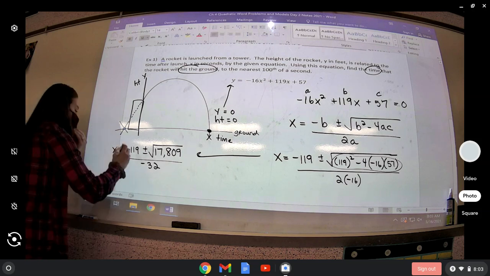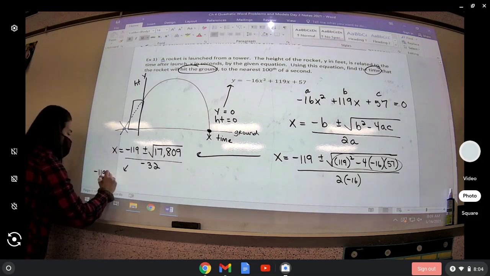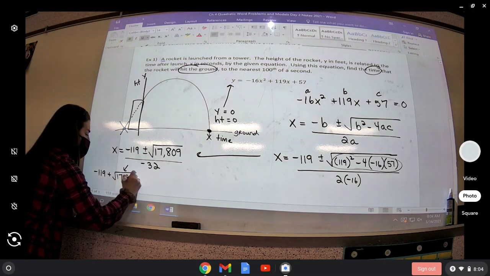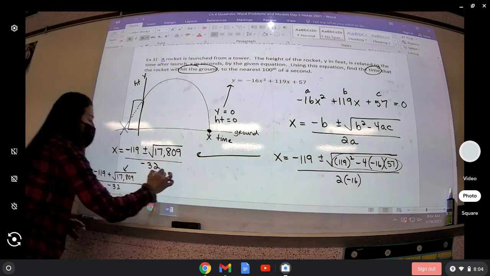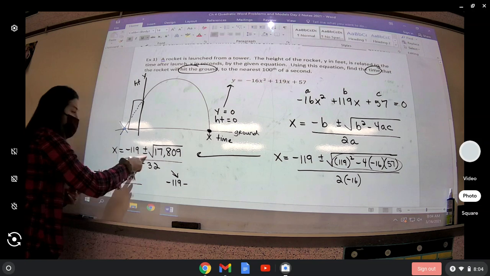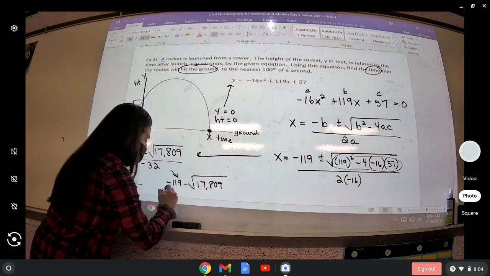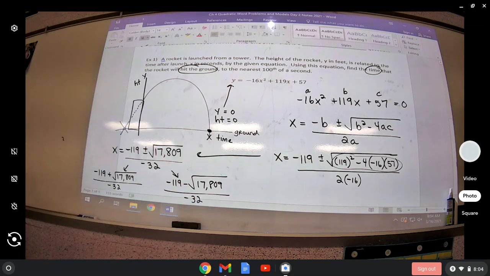All right, so let's break this up. We're going to get one answer by taking negative 119 and adding the square root of 17,809 and dividing it by negative 32. And we're going to get our second answer by taking negative 119 and subtracting the square root of 17,809 and dividing it by negative 32. All right, let's see who's the good guy and who's the bad guy.